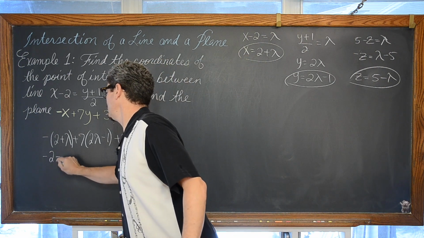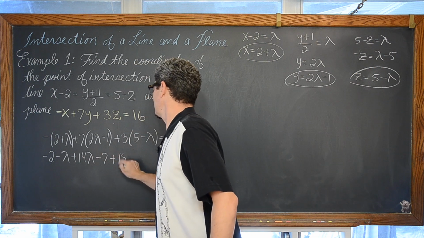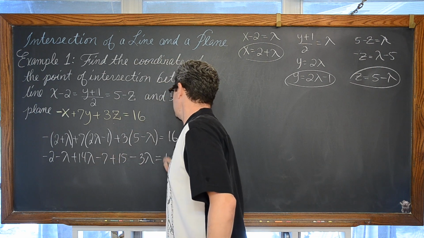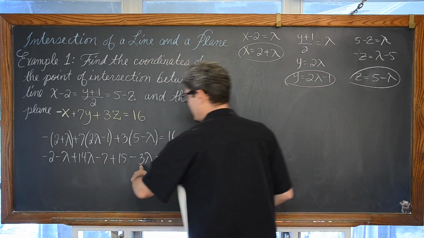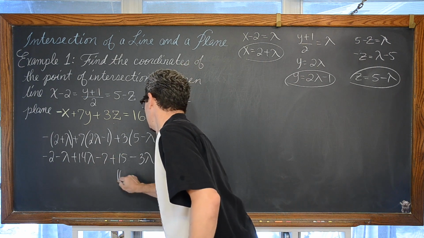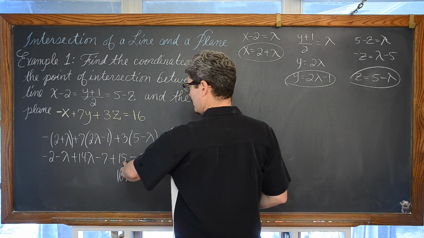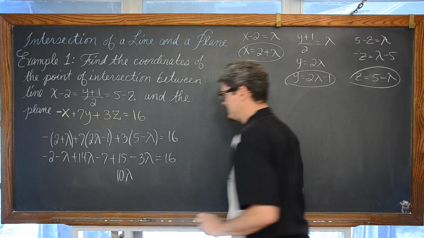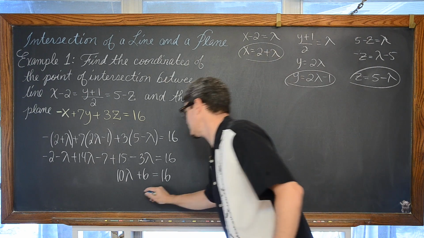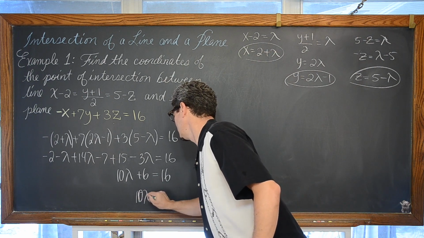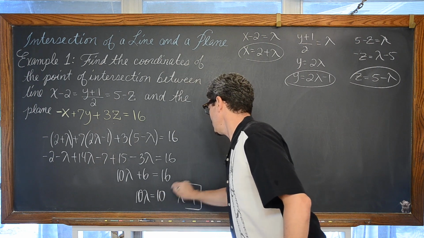So we have negative 2 minus lambda plus 14 lambda minus 7 plus 15 minus 3 lambda is equal to 16. Combine our like terms and we have negative 1, negative 4, and 14 is 10 lambda. And 15, we have negative 9 plus 15 is 6 equals 16. Subtract both sides by 6. We have 10 lambda is equal to 10, and lambda is equal to 1.